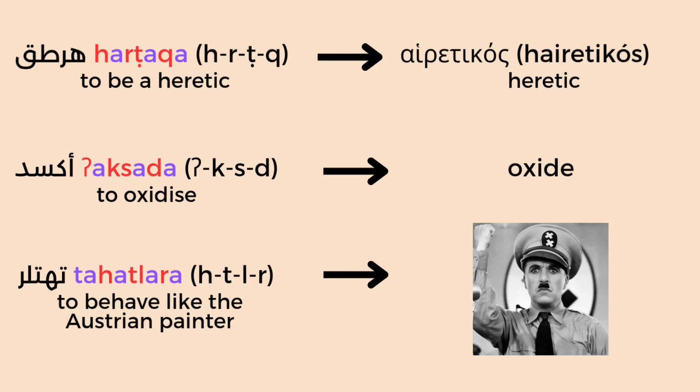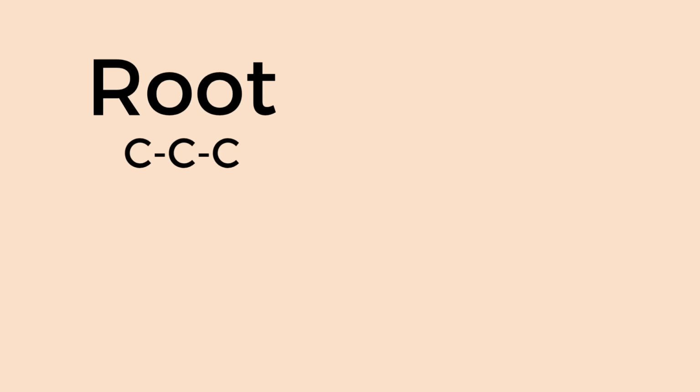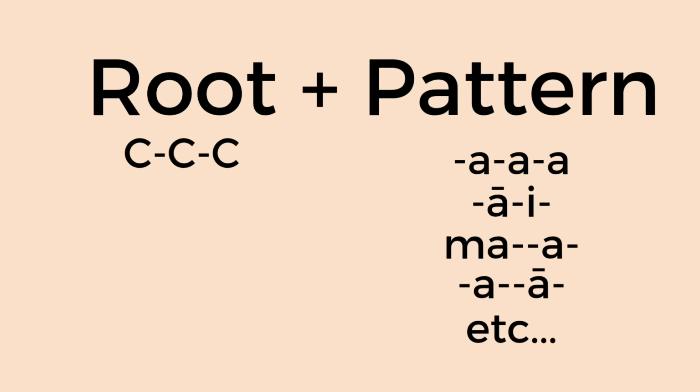Each root carries a core meaning, or semantic field, and the meaning or grammatical function of the word is modified by adding vowels or additional consonants that aren't part of the root itself. This system, called the root pattern system, works as follows. The root provides the general semantic field, and the pattern determines grammatical functions like verb tense, voice, or nominal forms.